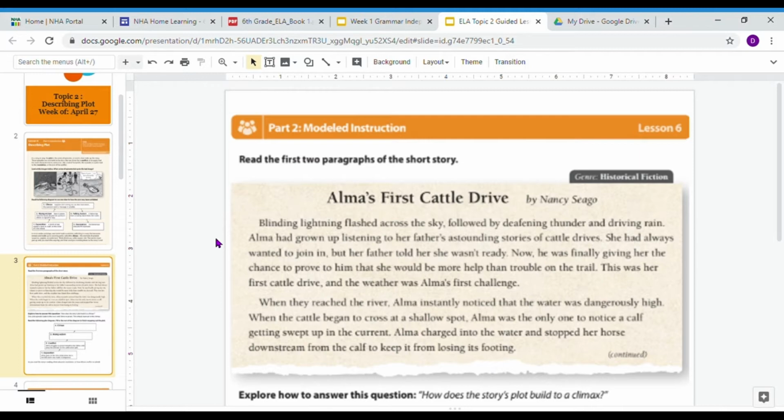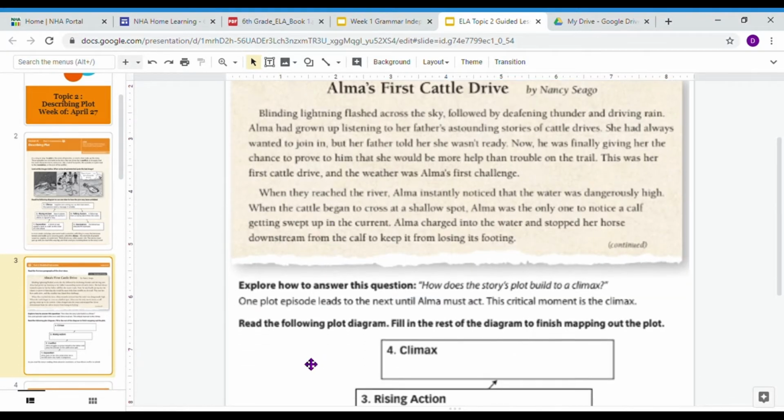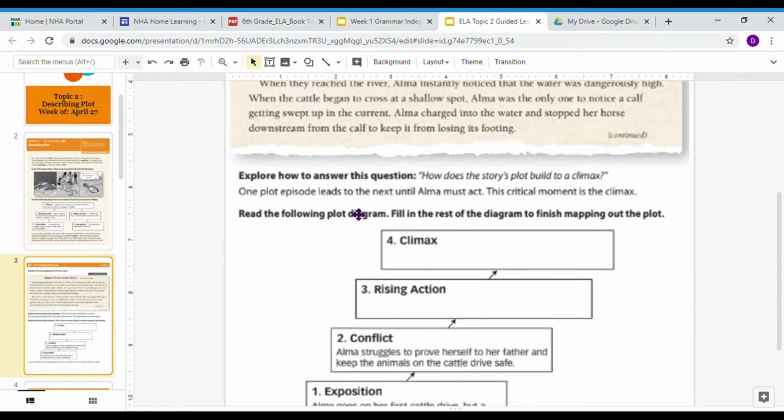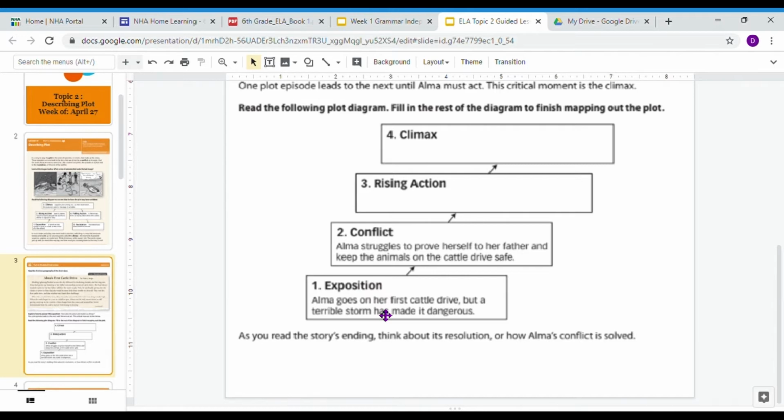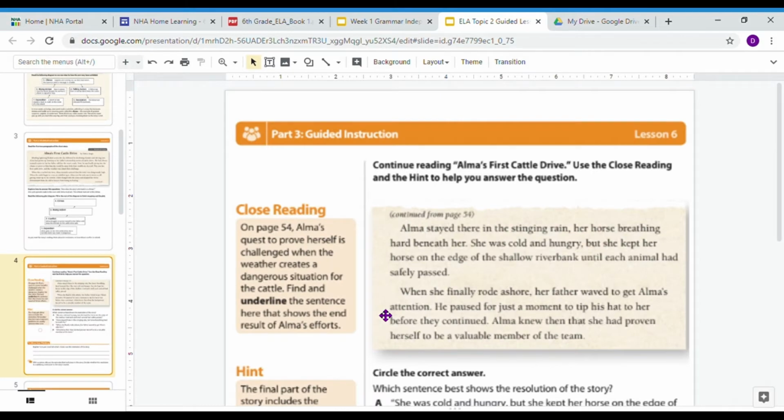So it says, explore the answer to this question. How does the story's plot build to a climax? So read the following plot diagram, and then we're going to fill in the rising action and also the climax. I think that the first paragraph really is kind of the exposition, and it describes our setting, which is a trail in a terrible storm.